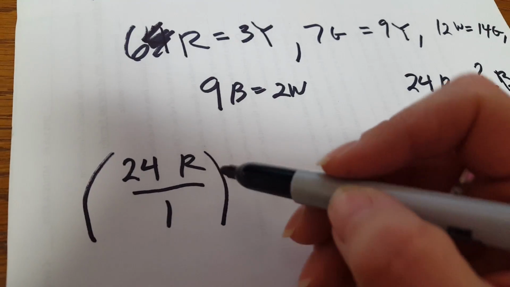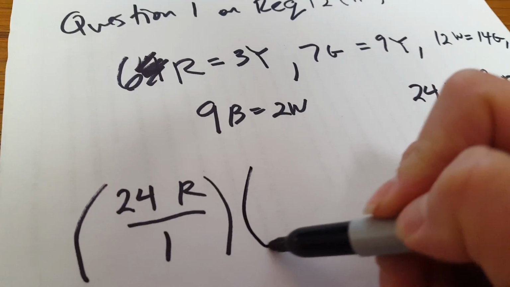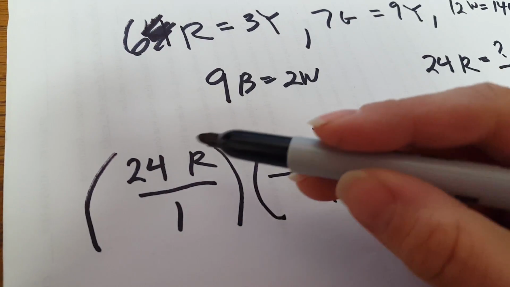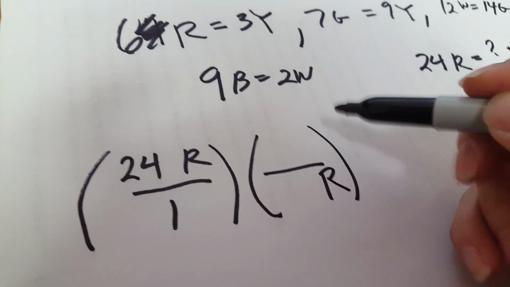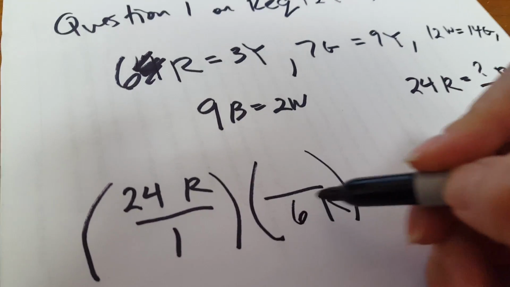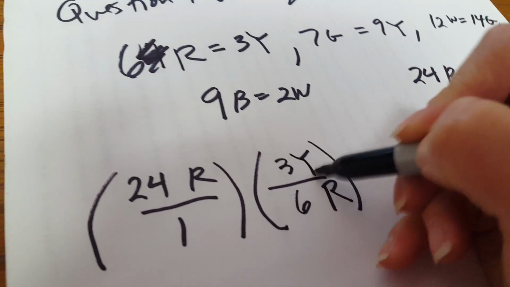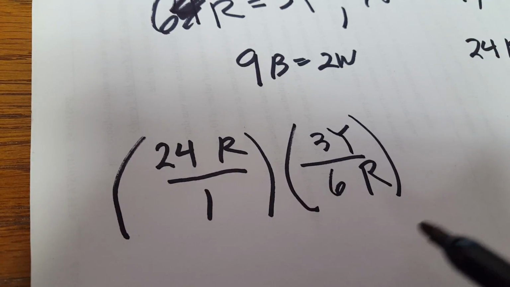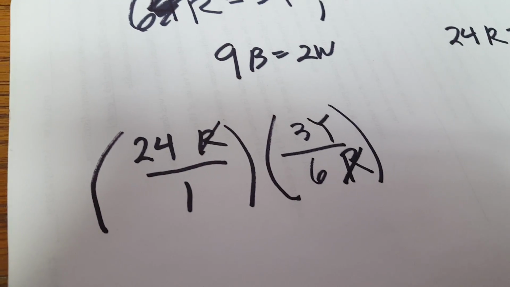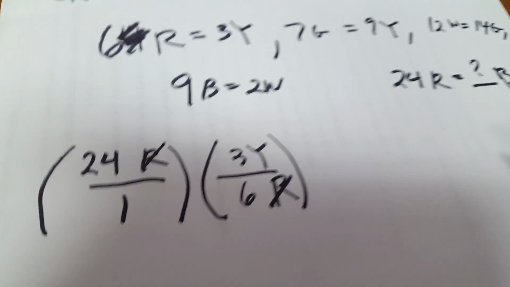When we set this up, we want to set it up in such a way that our reds will move and cancel out. So we need reds on the bottom, and in this case we have 6 reds for every 3 yellows. So 6 reds for 3 yellows. If I stopped right now and multiplied, I would end up with a number of yellows. And we want to keep doing this.